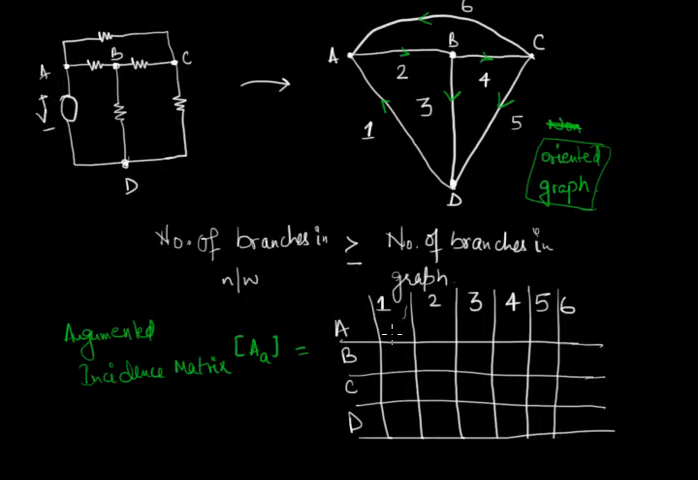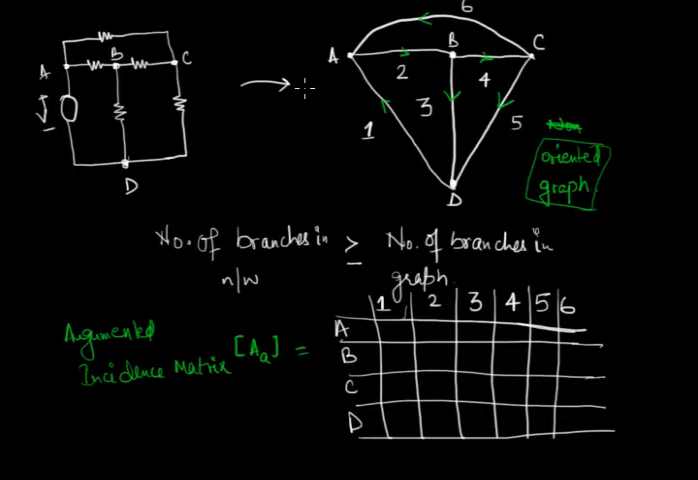Now making a matrix is very simple. Take a node A. Node A has three branches connected to it: 1, 2 and 6. In this matrix we will show the current direction. We'll take it as a unity matrix, where all the values are denoted as 1. The main purpose of this matrix is to show the direction.